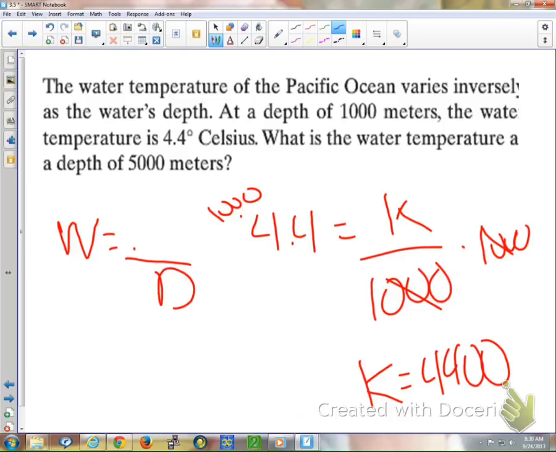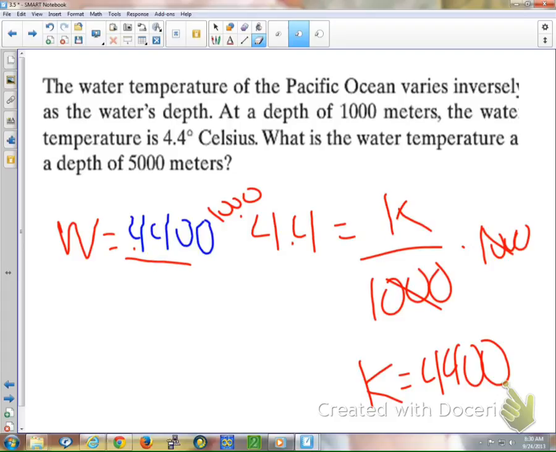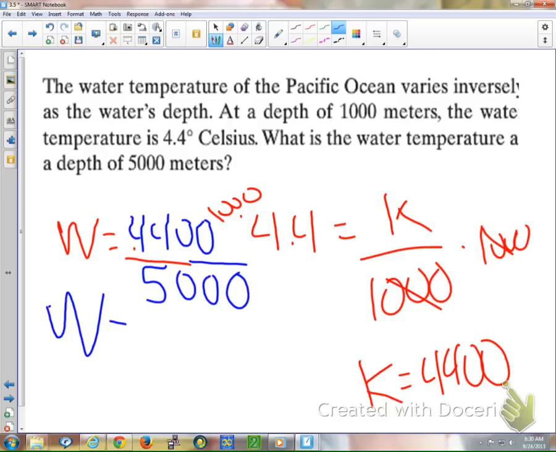Okay. So 4,400 goes in for K. Now, what is the water temperature at a depth of 5,000 meters? So we're going to take out the D, plug in 5,000, and solve for W. Somebody want to punch that in the calculator and simplify that as a fraction for me? Or a decimal would work too. Actually, 0.88 if it's a decimal. They gave us a decimal in the first place, so I'm guessing we're going to stick with it. So the water temperature is 0.88.